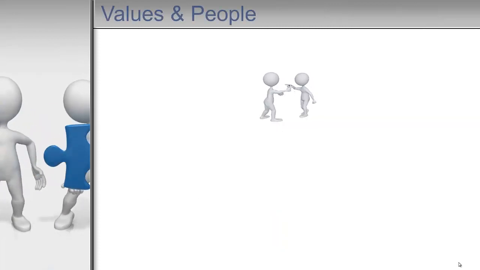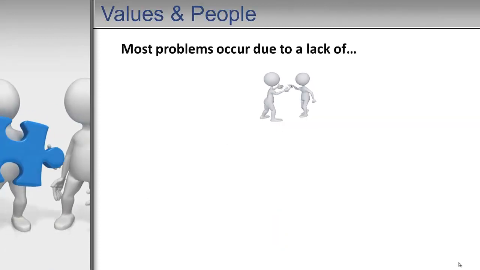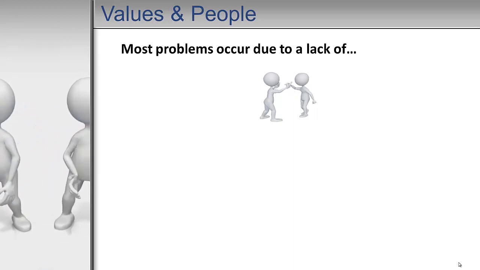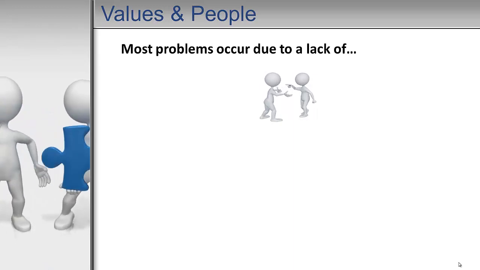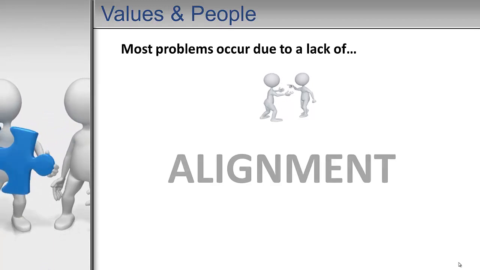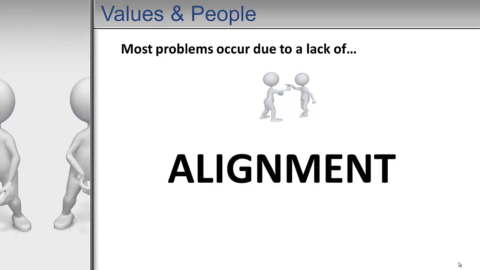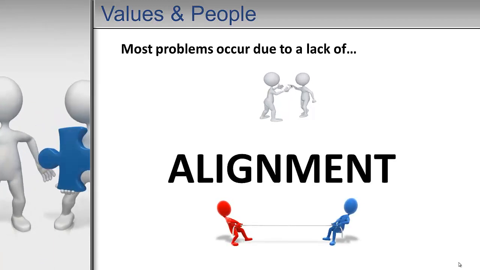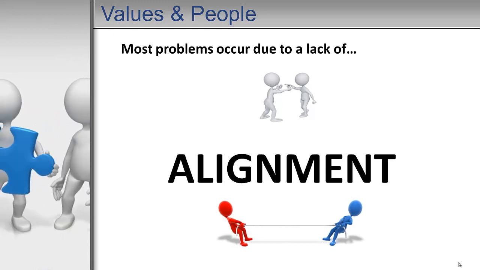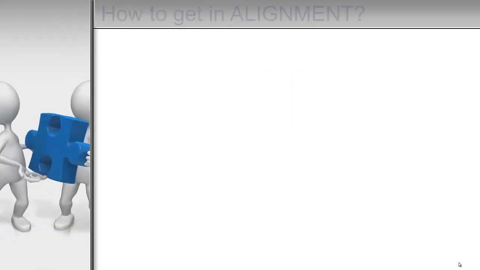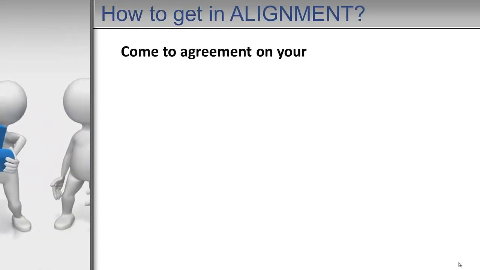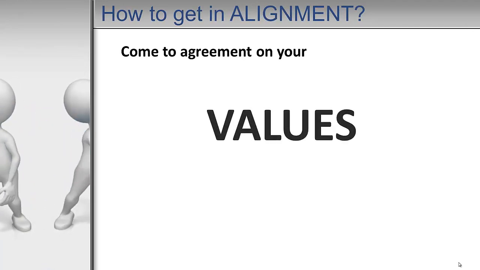And your values are important when dealing with people. Think about it. Why do most problems occur? Most problems occur due to a lack of alignment. In other words, everyone is not on the same page. So how do you get people in alignment? You have them come to agreement on your values.